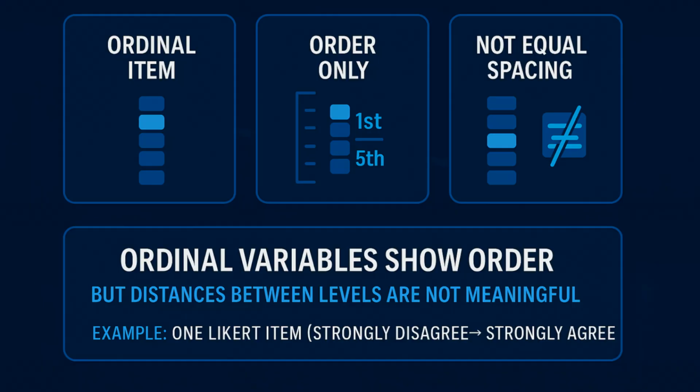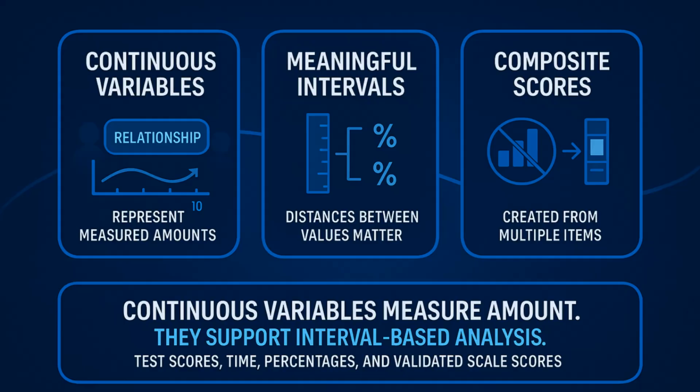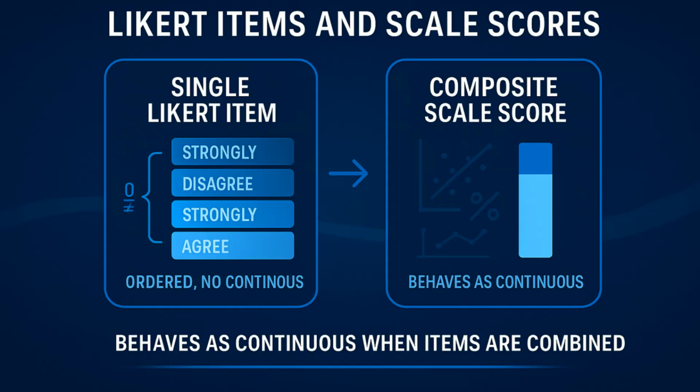Ordinal variables show order, but not equal spacing, such as a single Likert scale item ranging from strongly disagree to strongly agree. Continuous variables represent measured amounts with meaningful intervals, such as test scores, percentages, time, frequency, or composite scale scores created by combining multiple Likert items into a validated instrument score. A single Likert item is not continuous and cannot support parametric tests on its own. When multiple Likert items are combined into a scale score, the result behaves as continuous data and can be analyzed using correlation, regression, or group comparison tests.